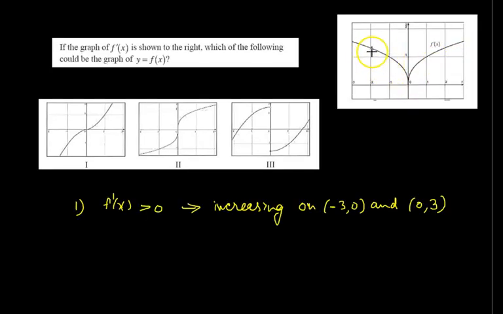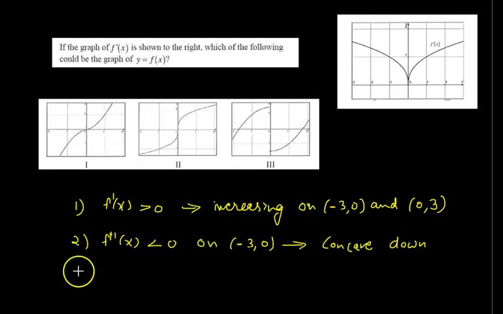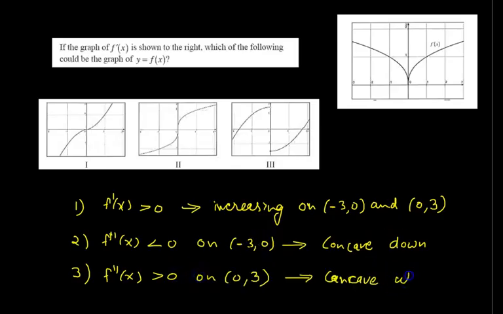Next we check the concavity. For that we look at the slope of this derivative graph. We see that from negative 3 to 0 the derivative graph is decreasing. That means the slope of this graph is negative, which means the second derivative is going to be negative on this interval. We can write this information as the function is concave down on this interval. For this next part from 0 to 3, this derivative graph is increasing. That means the slope of this derivative is positive, which means the second derivative is positive on this interval. The function is going to be concave up on this interval.